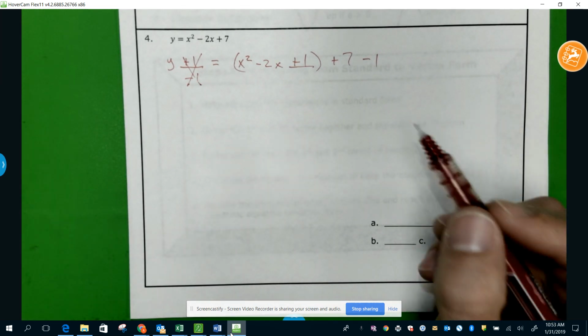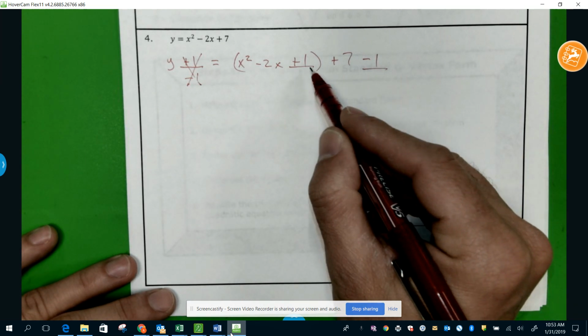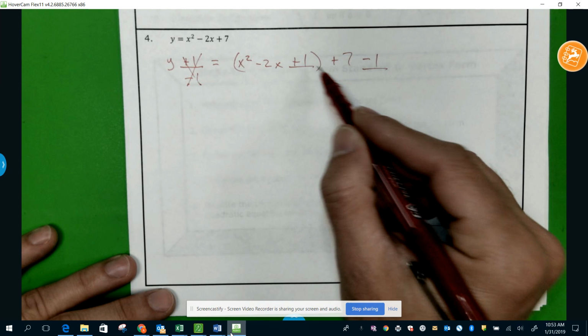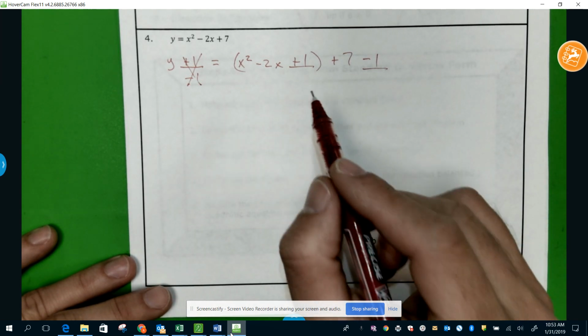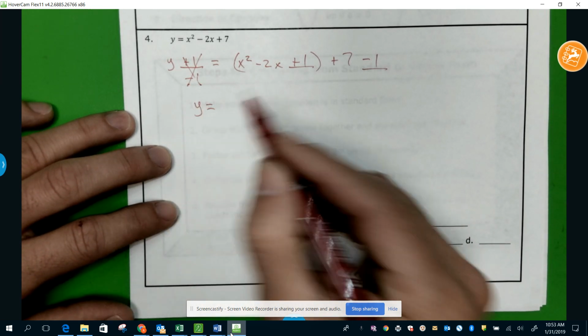So that's why in the previous problems, I just put my blank space here at the end of the 7, and I put a plus 1 and a minus 1. You've got to keep them opposite if your blank spaces are on the same side of the equation. So now I've got y by itself on the left.